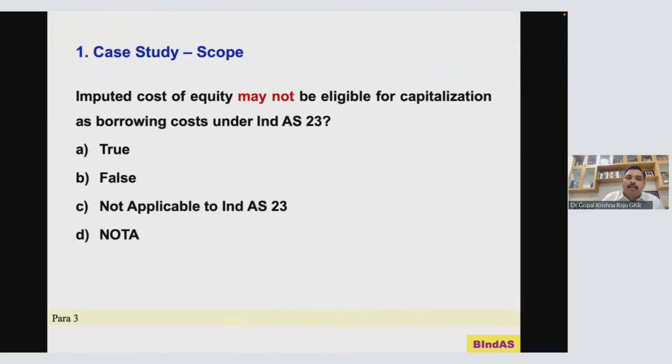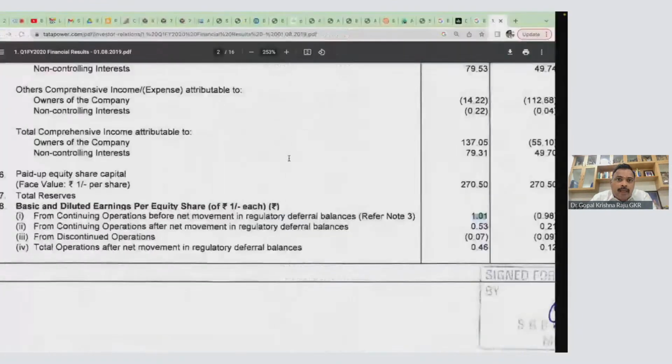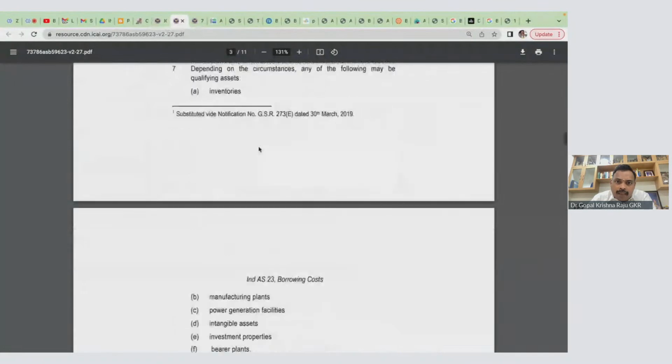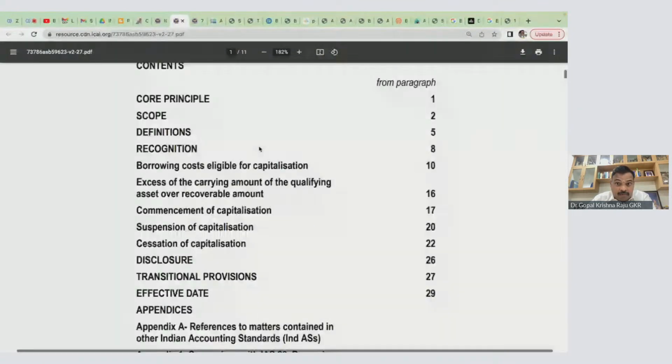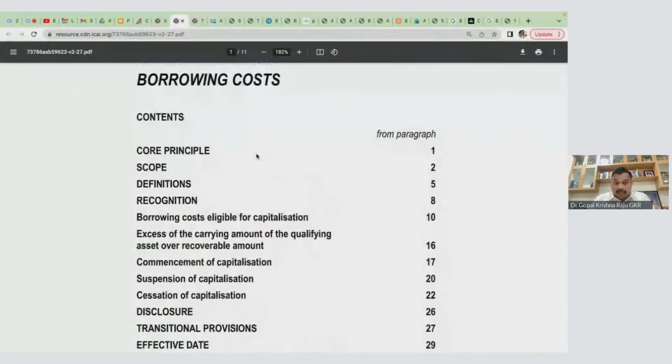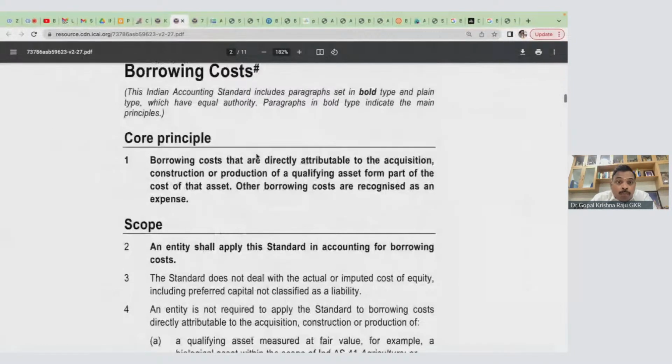So now I'll bring it to your kind attention. This IndAS 23 is a very, very simple standard, but a very effective standard. There are certain paragraphs I want to bring to your attention. Now, please look at this core principle.